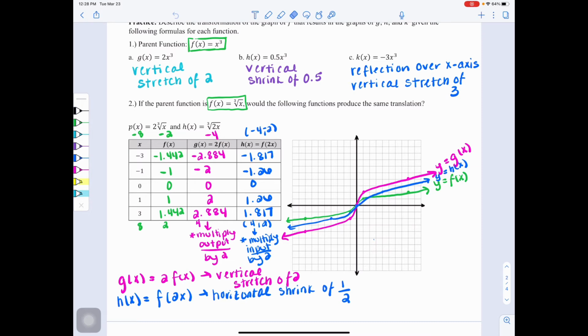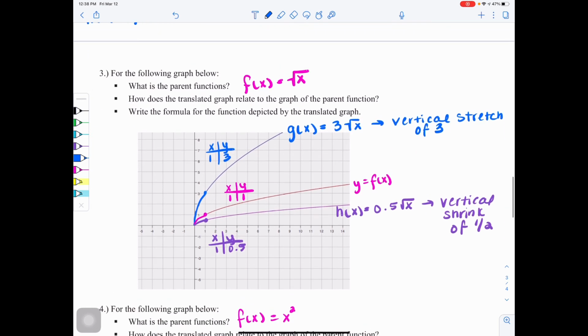For question 3, you had to identify the parent function. How does the translated graph relate to the graph of the parent function? And write the formula. So I've done each one in each section. The pink or red line is your parent function. I made a really quick key point, 1, 1 in the table, so I could take a look at what happens and how it changed.